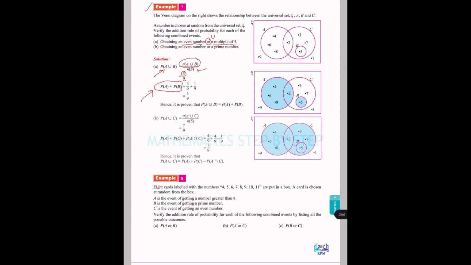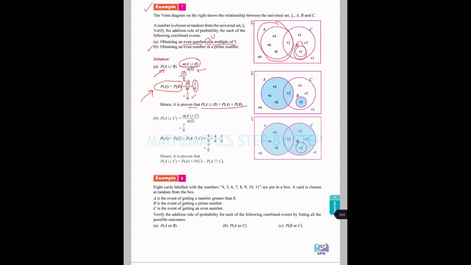Now we apply this formula and check whether we get the same answer. The probability of getting A is 4 out of 9. The probability of getting B is 1 out of 9. We add up and get 5 over 9. So it is proven that the probability of getting A union B equals the probability of getting A plus the probability of getting B. Then part B, obtaining an even number or a prime number.